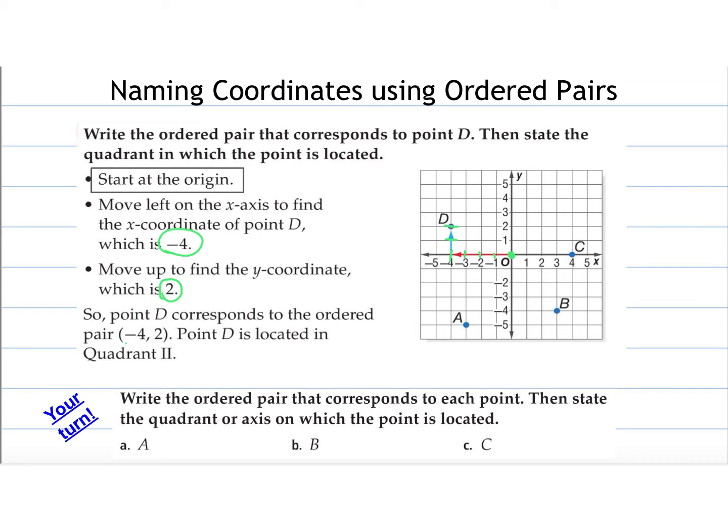And we would write it like this. Again, x coordinate is always first. Okay, x first, y second. -4, 2. And remember the quadrants. This is quadrant 1, 2. So that means that point is in quadrant number 2.